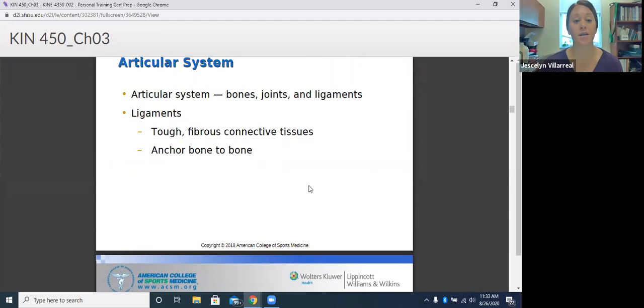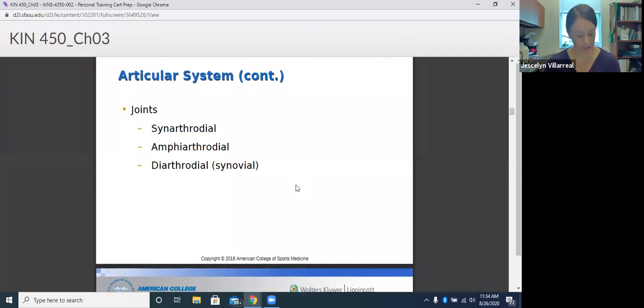So the articular system is made of bones, joints, and ligaments. Your ligaments are tough, fibrous, connective tissues that anchor bone to bone. Joints, you have different types. So we have synarthrodial. They do not move. Let's think those are like the sutures of your skull. Synarthrodial don't move. Amphiarthrodial, they move slightly and they're held together by ligaments. So your inferior tibiofibular joint.